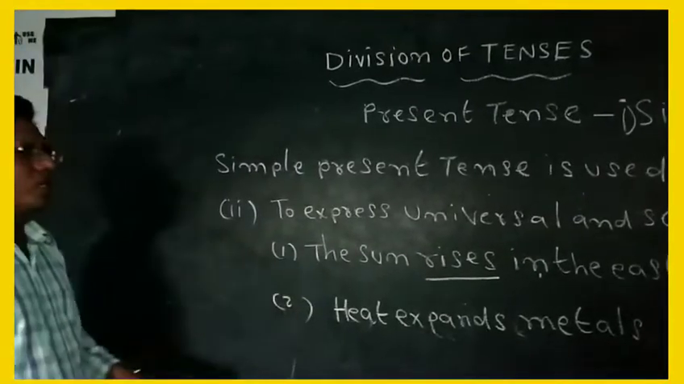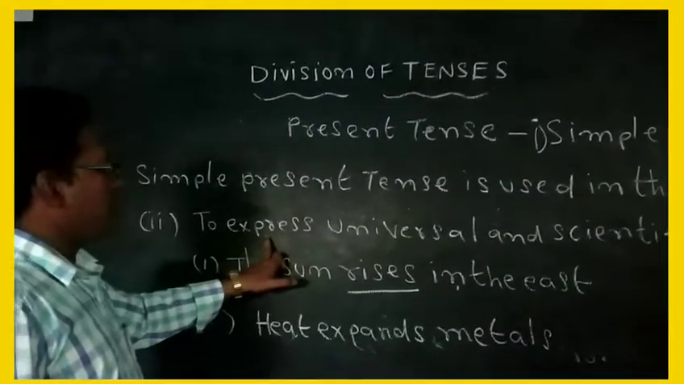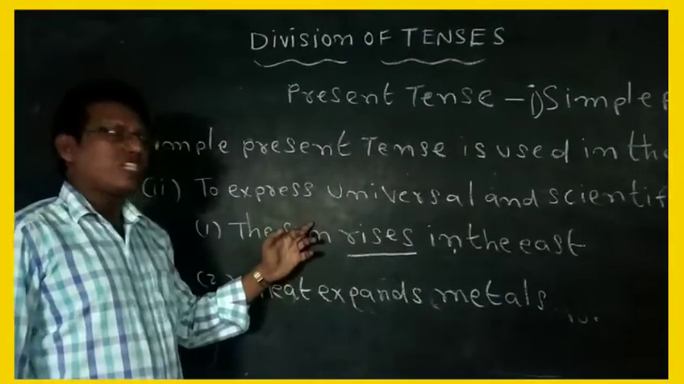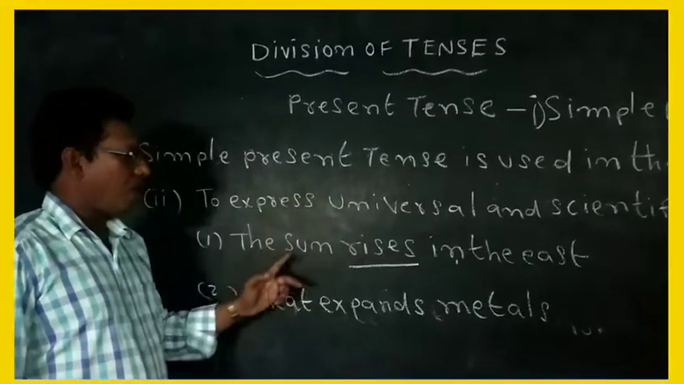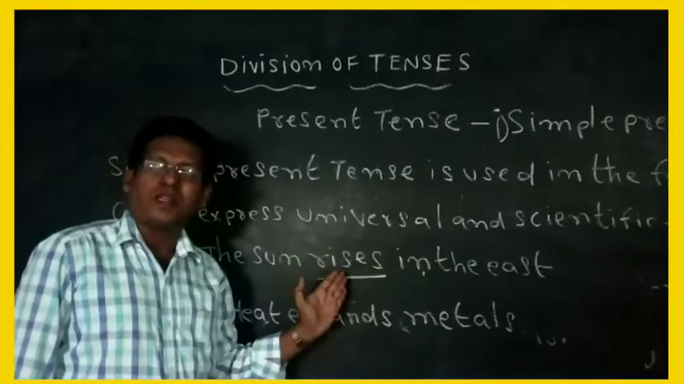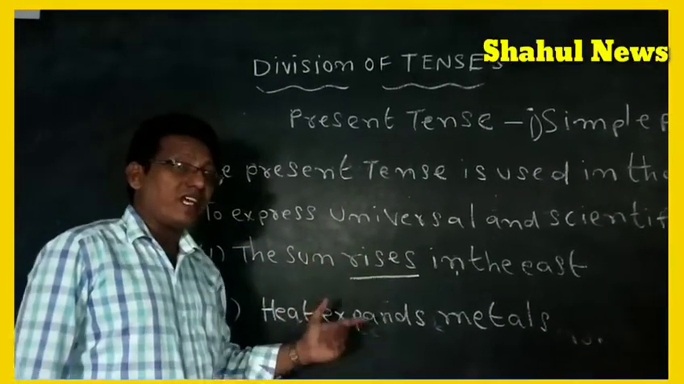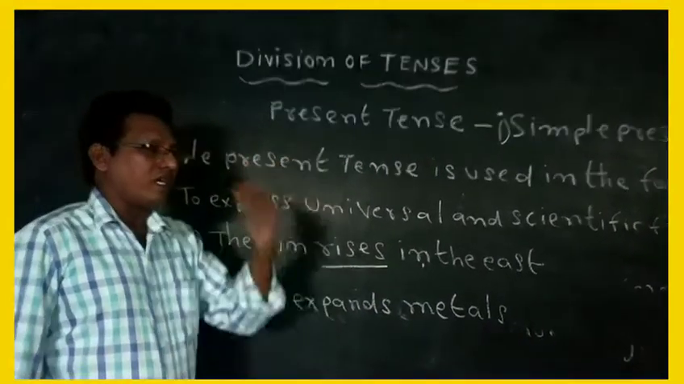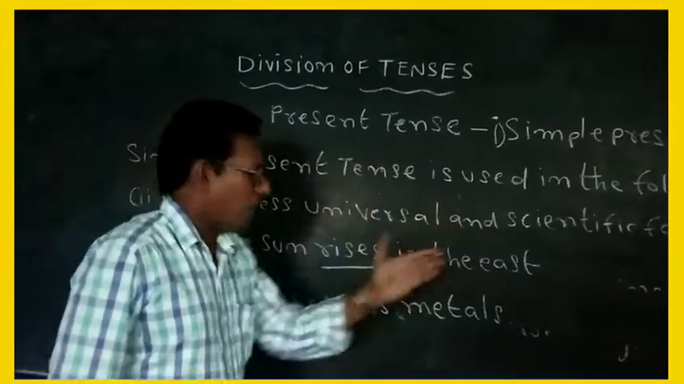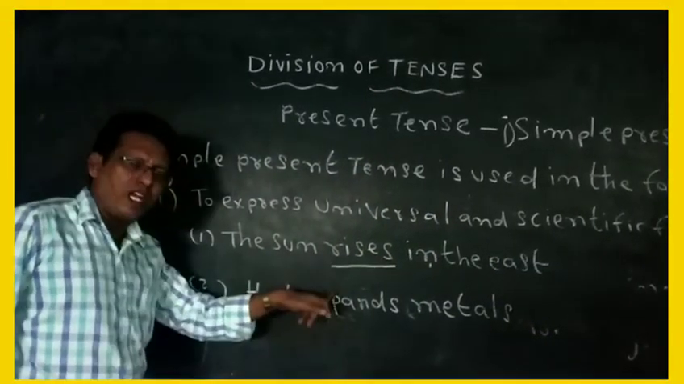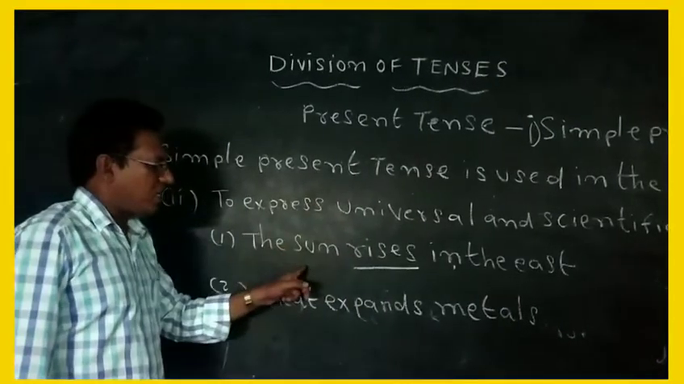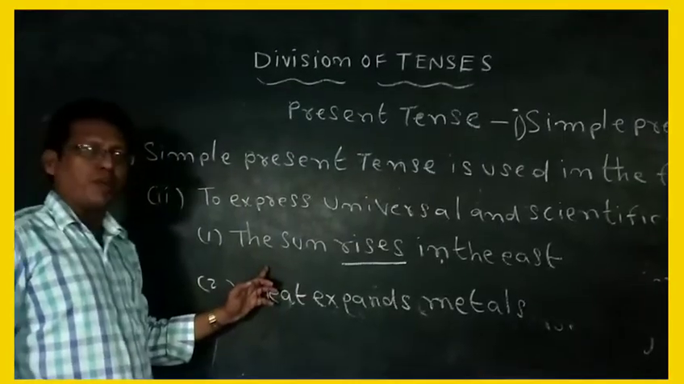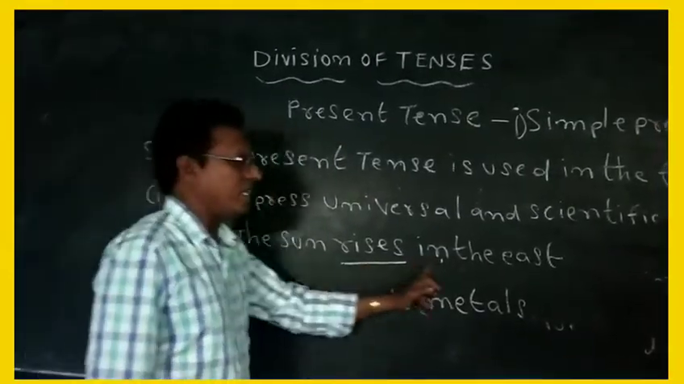The second occasion where we use simple present tense is to express universal and scientific facts. There are universal facts and scientific facts to which we refer. The sun rises in the east. We know this one. It is not like that yesterday the sun rose in the east and today it is not going to rise, or it has risen today and tomorrow it will not rise. The sun rises always. So it is a permanent fact. Such sentences also we have to say in simple present tense. So we say, the sun rises in the east.